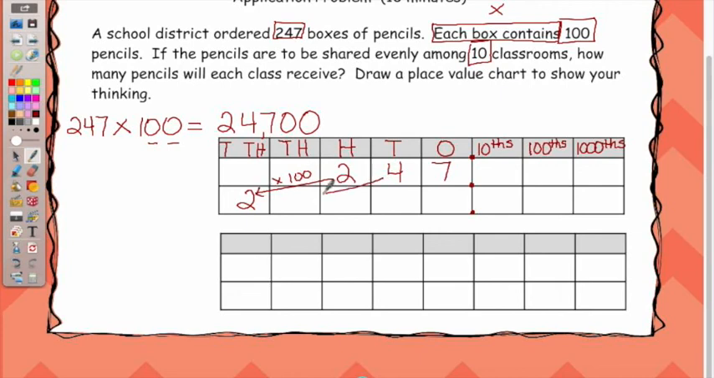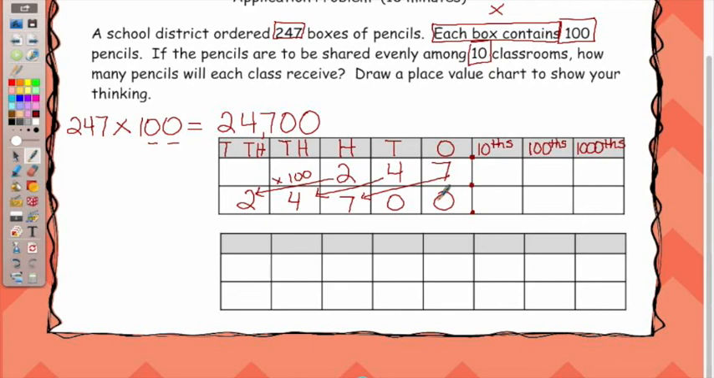Okay, then I move my 4 and the 7. And how many zeros did I have to add to the end? 2. You don't have to write those on the place value chart, but you need them in your answer. What's this number that turns out to be our answer? 24,700. Say it again. 24,700. Okay? Now that's how many pencils they have.